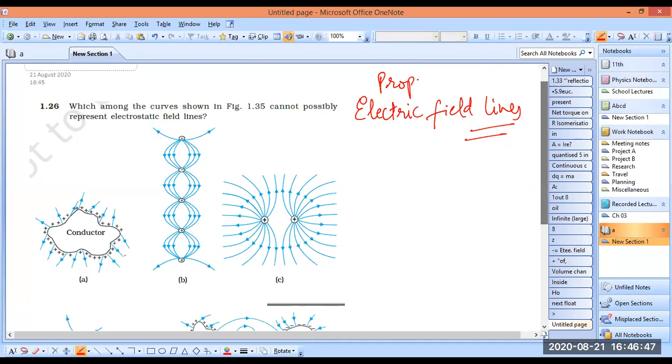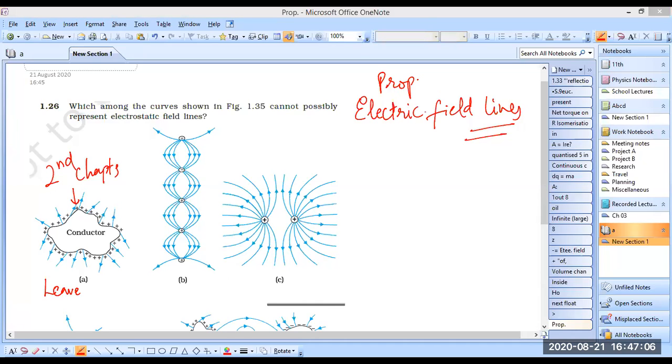This is A here. A is about a conductor. Actually, this particular A is best solved after we study the second chapter. So leave this at the moment. Don't worry, it's not tough. Whatever is required, we will study in the second chapter. Do not just raise your hand, type your question.